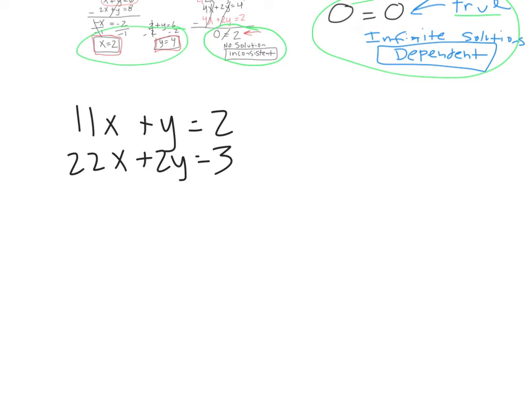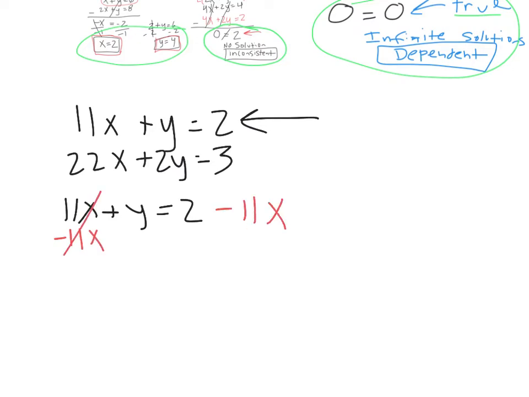And what I see here is that I have a y that's by itself. And so if I were to get rid of the 11x up there on the same side of the equation as the y, well then I'll have an equation set up really well for the substitution method. So let's take this equation here and let's rewrite it. So I have 11x plus y equals 2, and I want to subtract 11x from both sides, and I get the equation y is equal to 2 minus 11x.